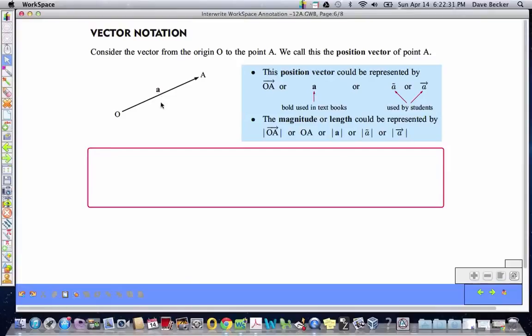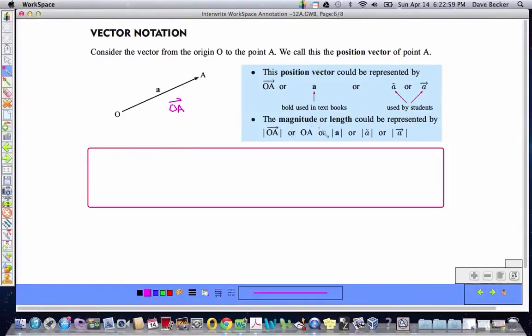Notice this little a here, and it's boldface. This position vector could be represented by OA with an arrow on top, or boldface little letter a is used in textbooks and on tests sometimes. I rarely see this with the little schwa thing over it. Or little a with a vector on it, over it. A lot of times I'll just write it with a half arrow like that.